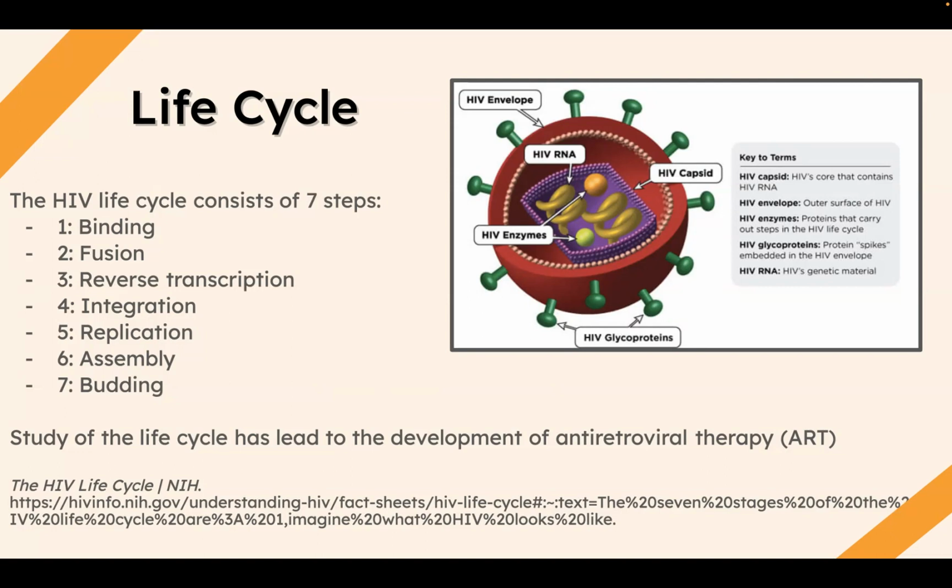So HIV works by infecting CD4 positive cells, so T cells or immune cells that have the CD4 receptor on them. Those are the cells that it infects and hijacks and uses as its assembly factories, basically.